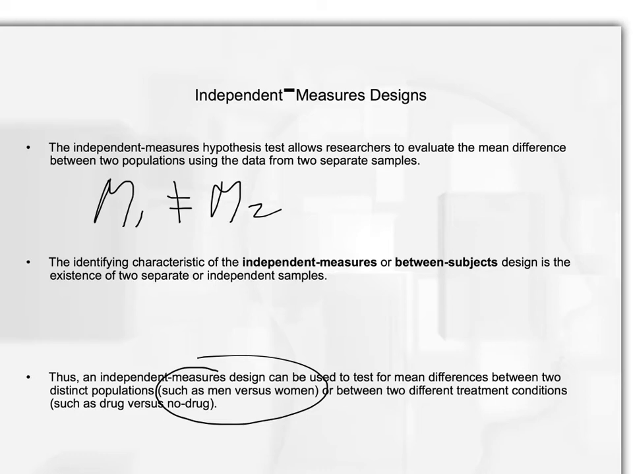Now we could also have a one-tailed or a two-tailed hypothesis test. Women do better than men would be a one-tailed hypothesis test. Women score differently than men would be a two-tailed hypothesis test.